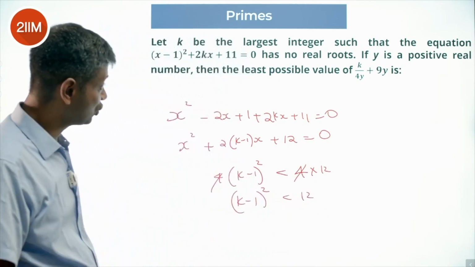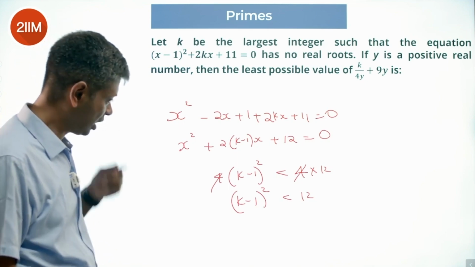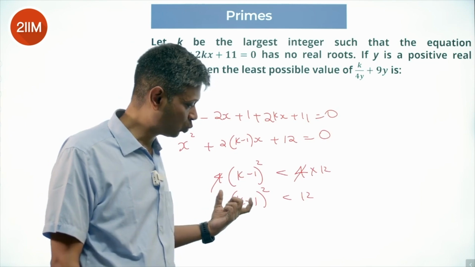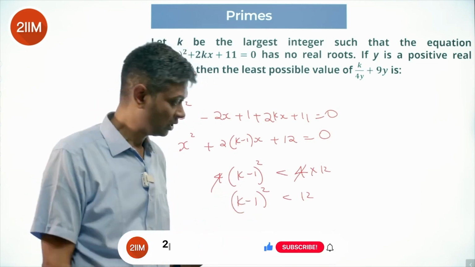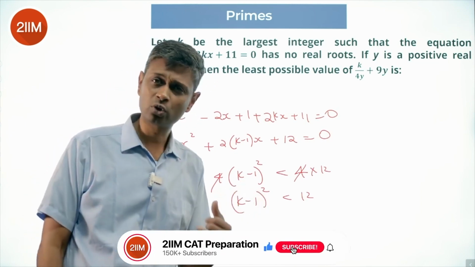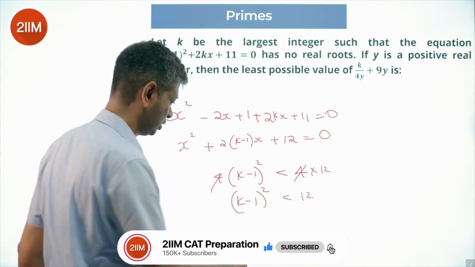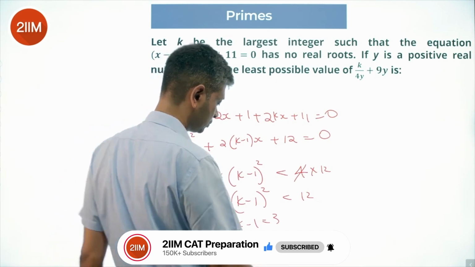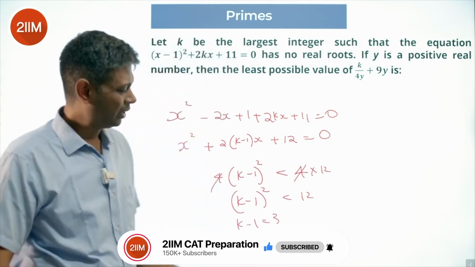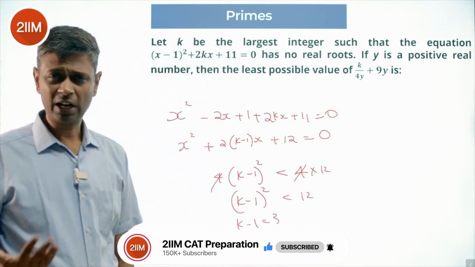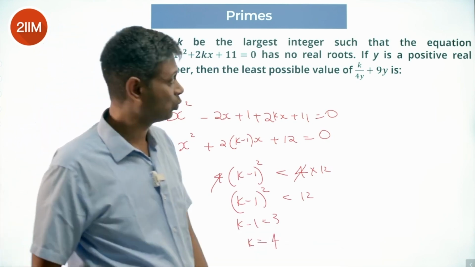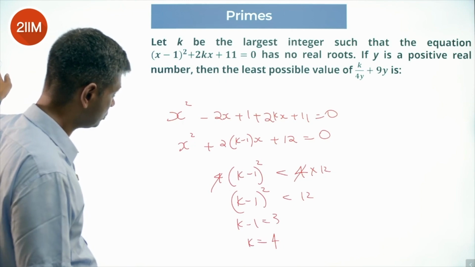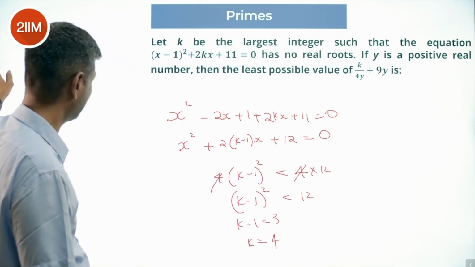k be the largest integer such that this works. So k minus 1, I'm thinking about positive integers because that works better. k minus 1 could be 3. k minus 1 should not be 4. 4 square is 16, 3 square is 9. k minus 1 is 3 or k is 4. I don't have to worry about k being minus 2, minus 3 because you're looking for the largest integer. k equal to 4. Y is a positive real number, the least possible value of k by 4y plus 9y.